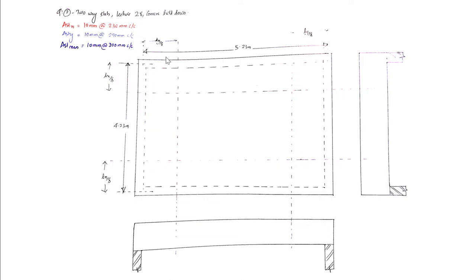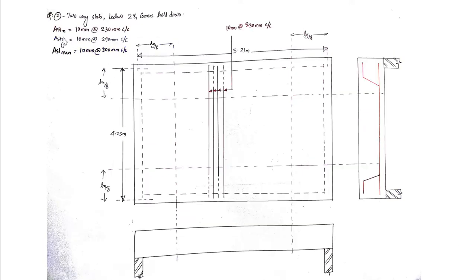Here I have divided this into edge strip and middle strip, where edge strip in this direction is Ly by 8, here also Ly by 8, and in this direction it is Lx by 8 and it's Lx by 8. So this is the edge strip in this direction, from here to here, from here to here this is middle strip, and from here to here it's edge strip, and here it is edge strip, middle strip and edge strip.